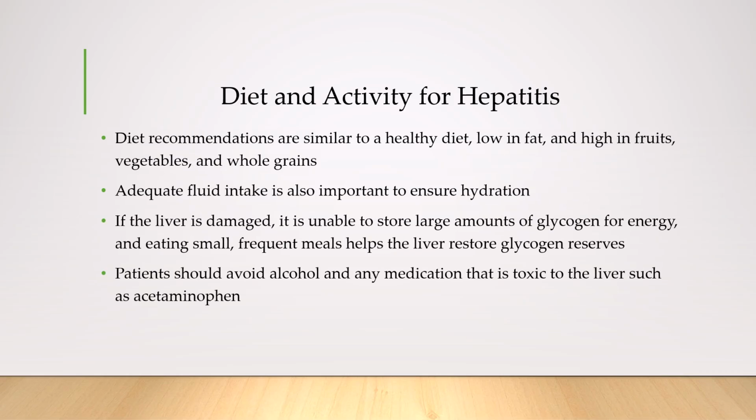So, diet and activities for hepatitis. Diet recommendations are similar to a healthy diet. So, we want them low in fat and high in fruits, vegetables, and whole grains. Adequate fluid intake is also important to ensure hydration. If the liver is damaged, it is unable to store large amounts of glycogen for energy, and eating small, frequent meals will help the liver restore their glycogen reserves.